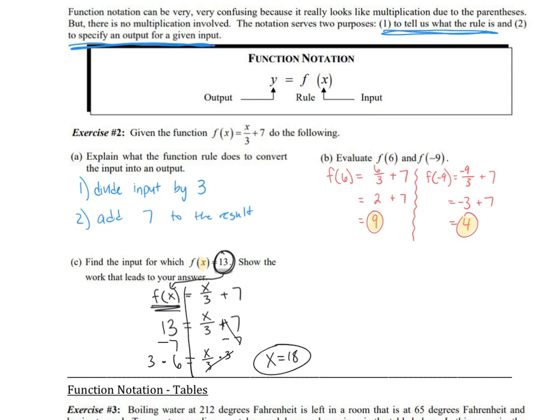So for this one, I'm just working backwards, right? Instead of giving you the value of x, the input, now I'm giving you the value of f of x, which is the output, and you're trying to solve for the input. So you're just working backwards for this one. All right.